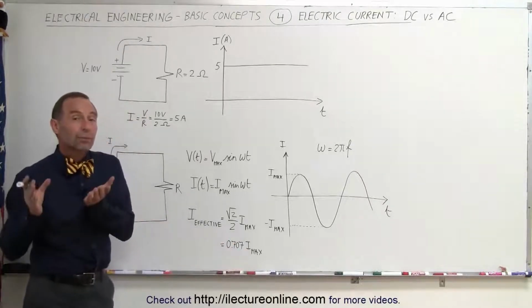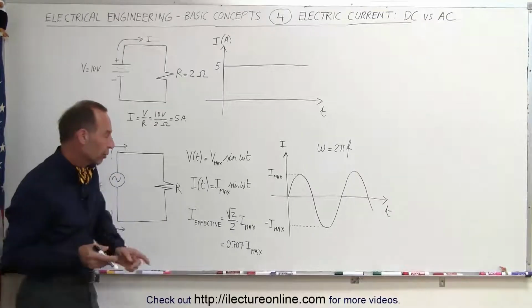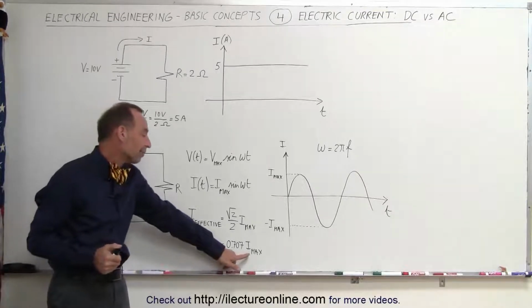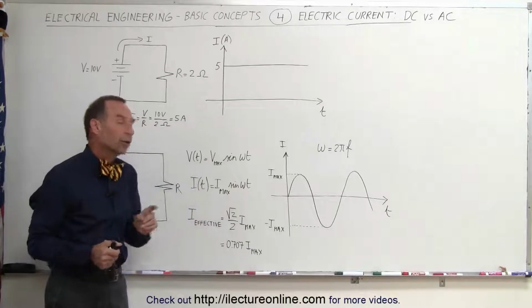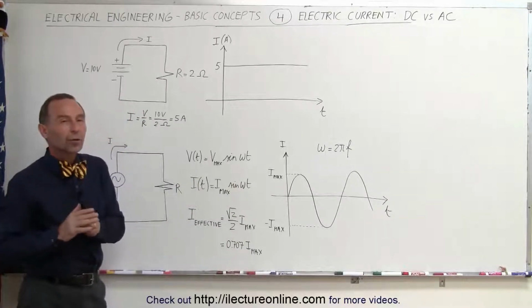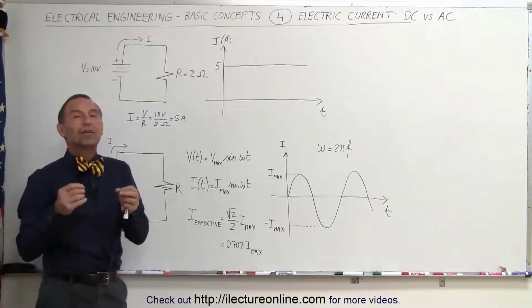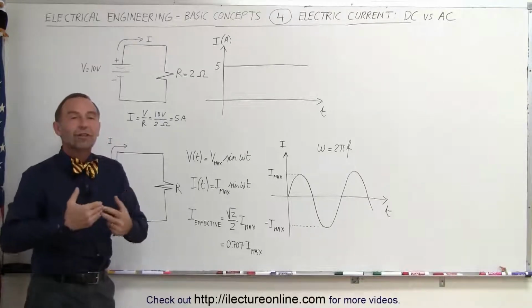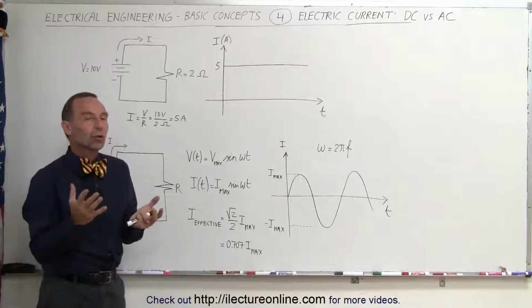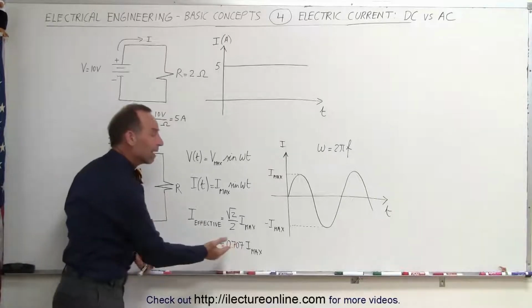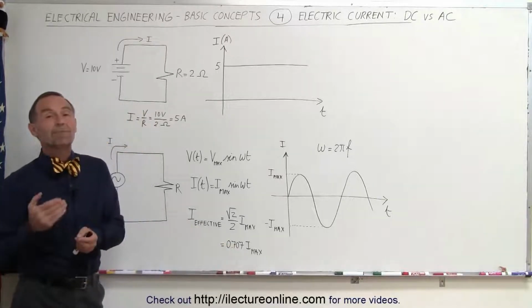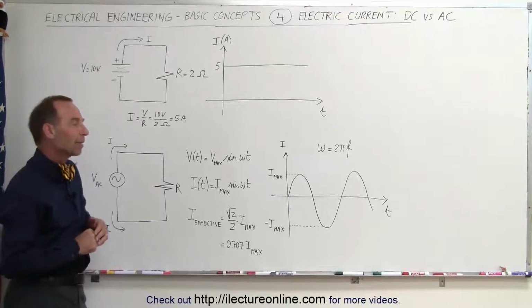In other words, if you want to replace it by a DC equivalent current, it would be 0.707 times I max of the alternating current. So alternating current, even though it's flowing in opposite direction, gives you the impression, at least the components in the circuit feel as if current is being pushed into one direction only, and the effective value of the current would be 0.707 times I max.